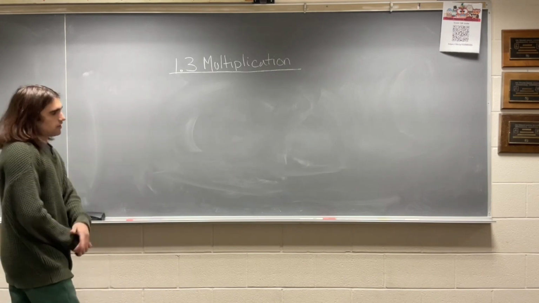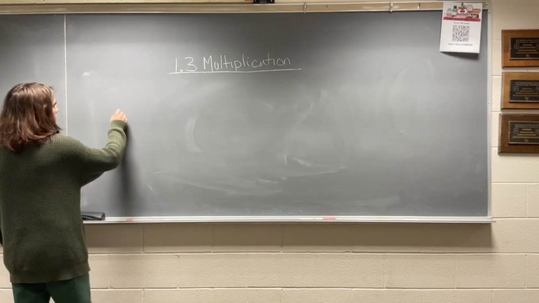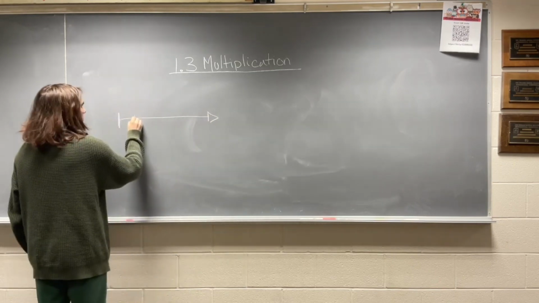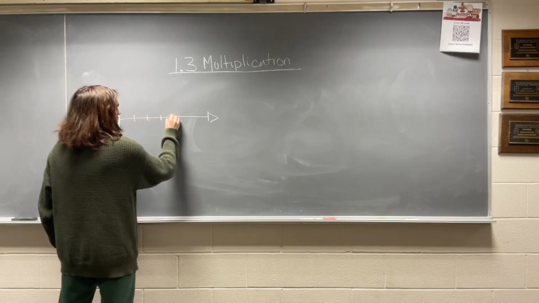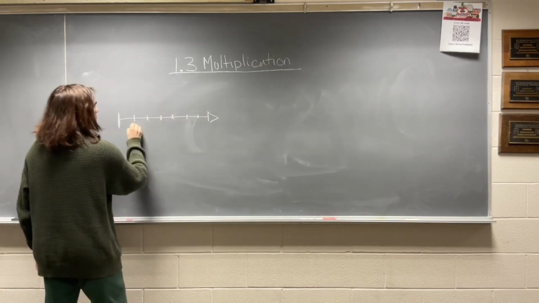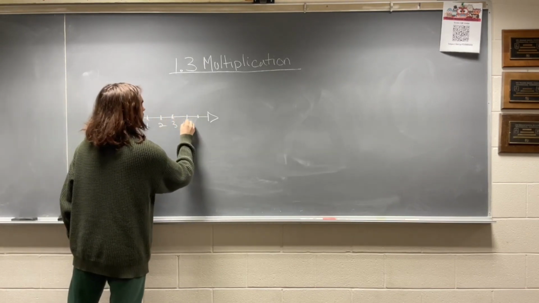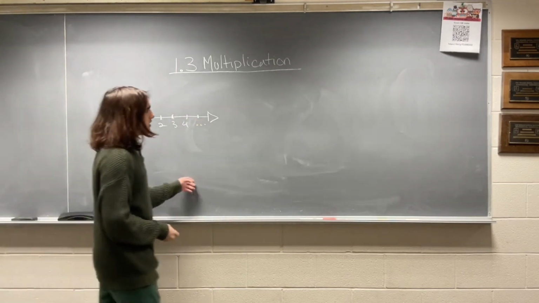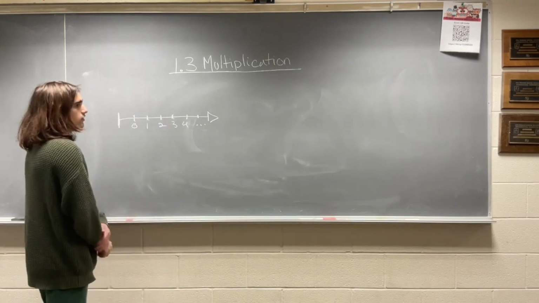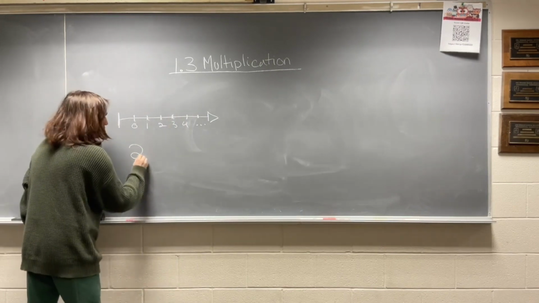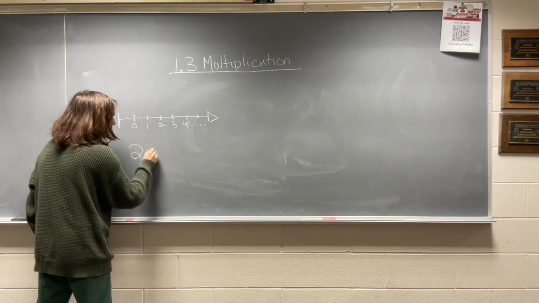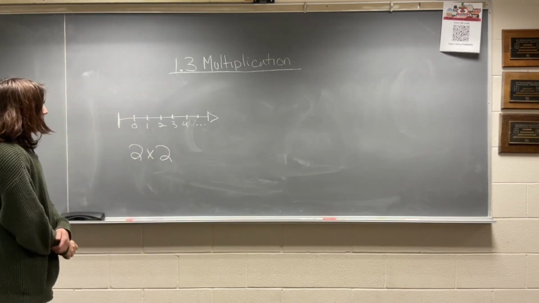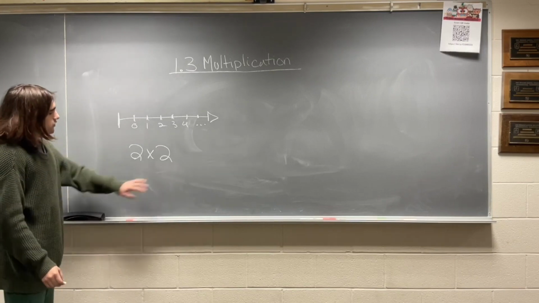So what is multiplication? Well, we could go ahead and take the number line interpretation just like we did last time with addition. So we'll have 0, 1, 2, 3, 4, and so on. So let's say we have some number which is going to be 2 times some other number which will also be 2, let's say. So what we're going to have is 2 times 2.